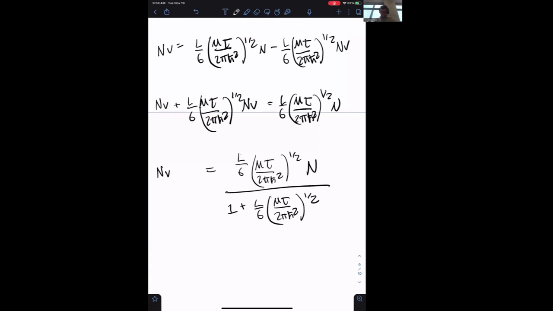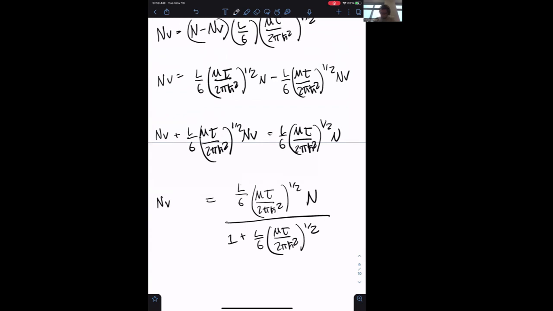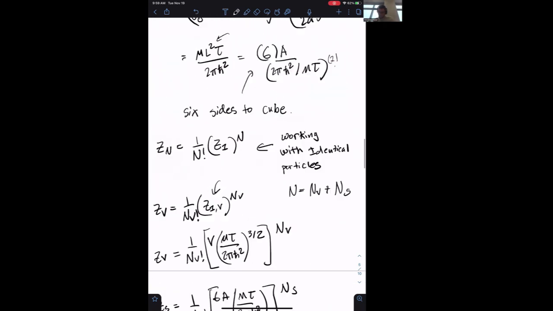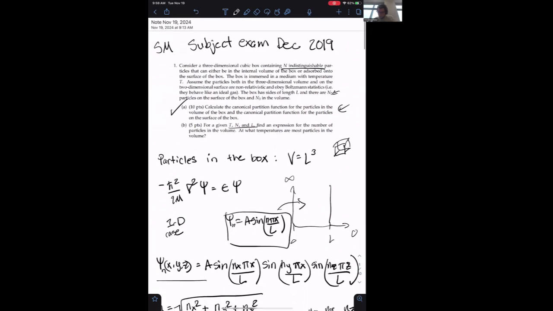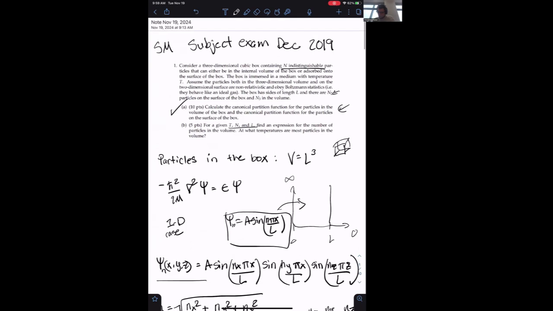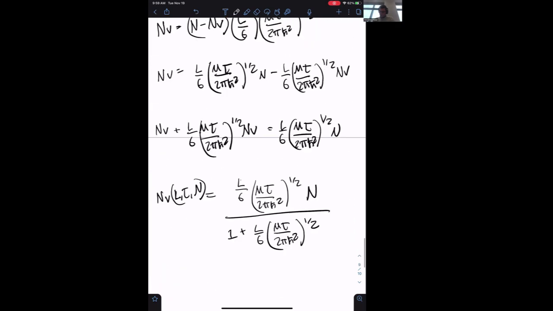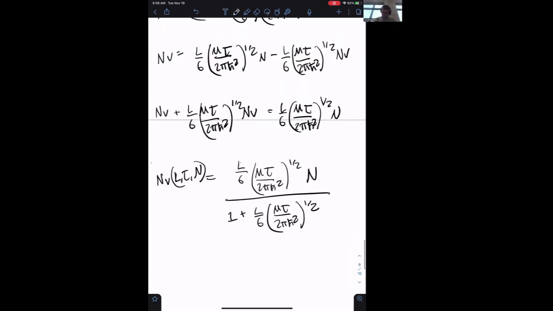Okay, so there's the final answer. The number of particles in the volume in terms of L, T, and N, just like the problem wanted. And now let's see at what temperatures are most of the particles in the volume. So if we look at this, where is it? So there's the answer.